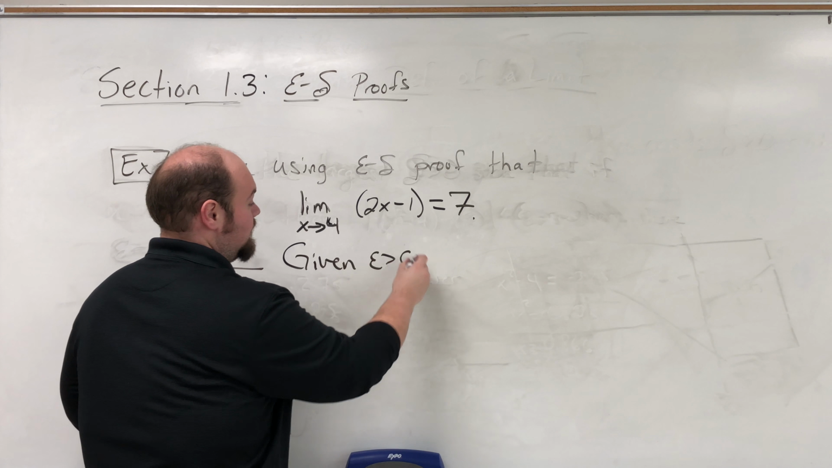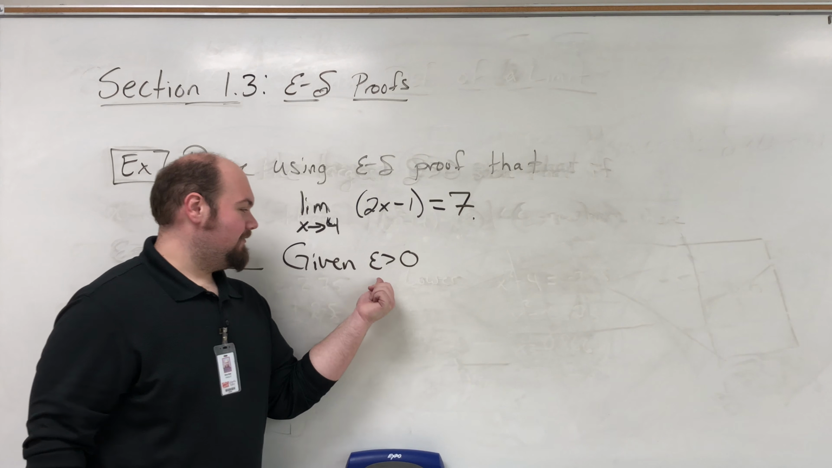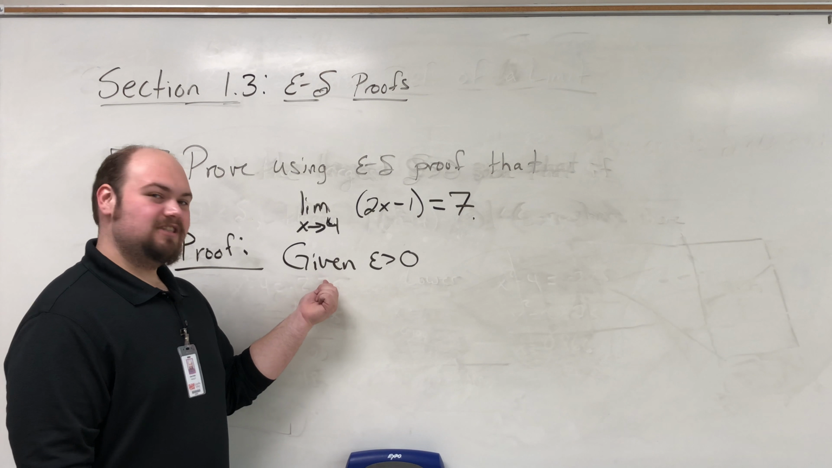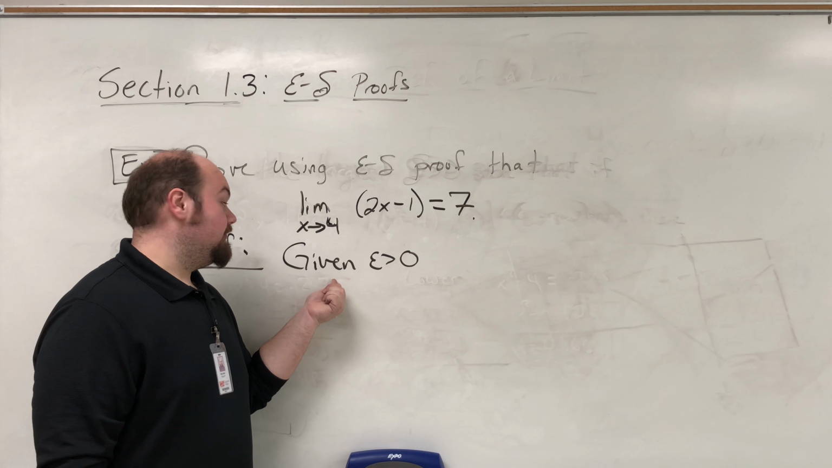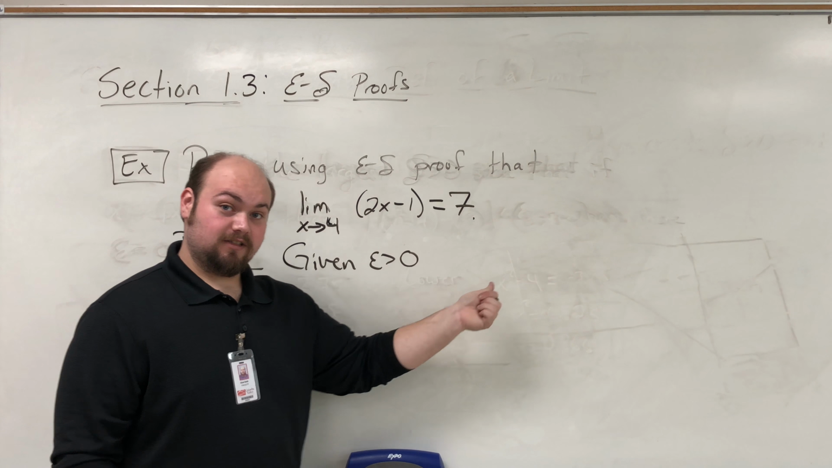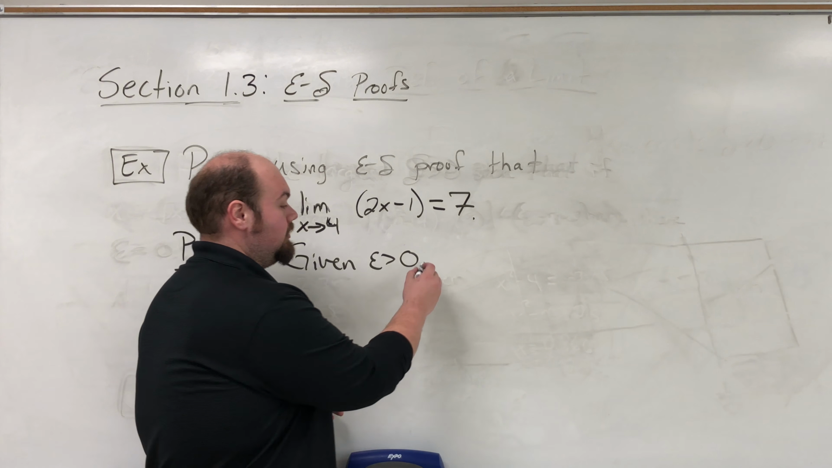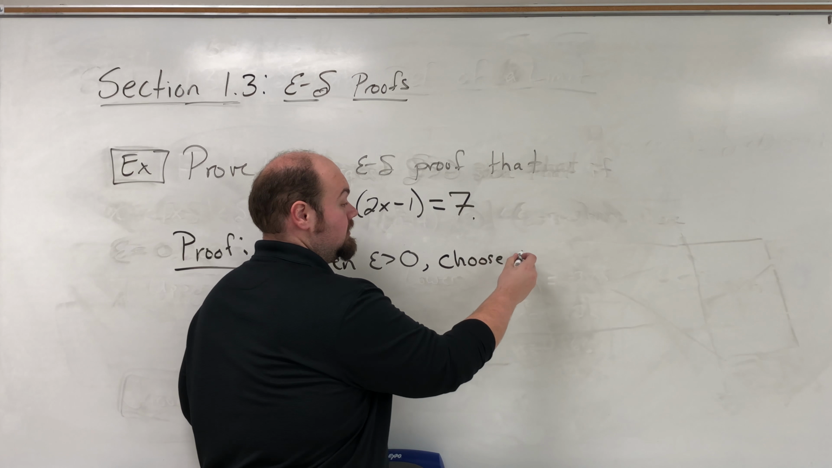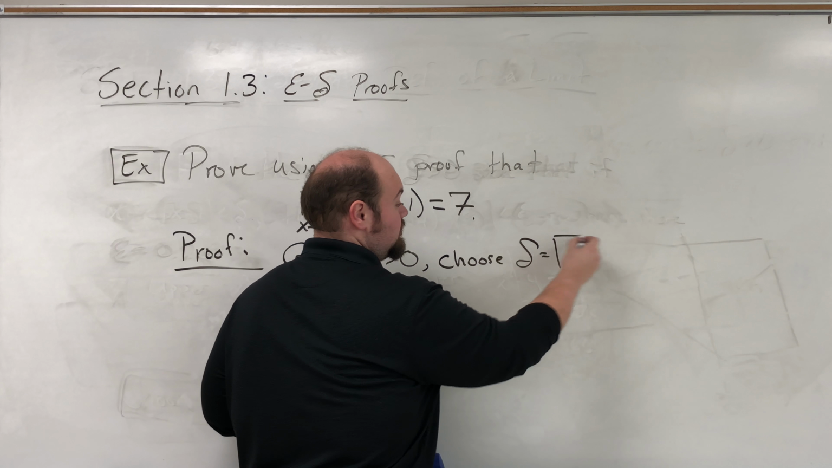that epsilon must be greater than 0. So remember, the definition says for all epsilon greater than 0. So that means no matter what epsilon I give, I should be able to find a delta, because it says for all epsilon greater than 0, there exists a delta. So that means I can choose a delta equal to something.